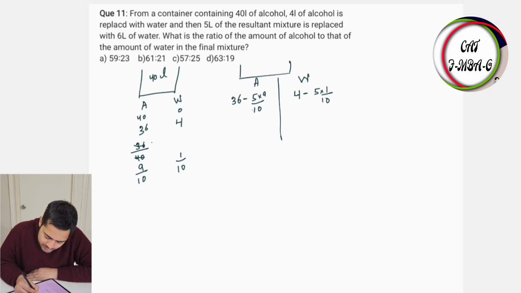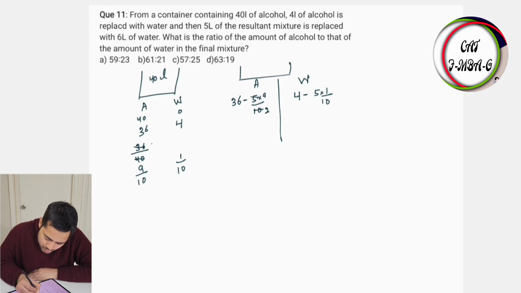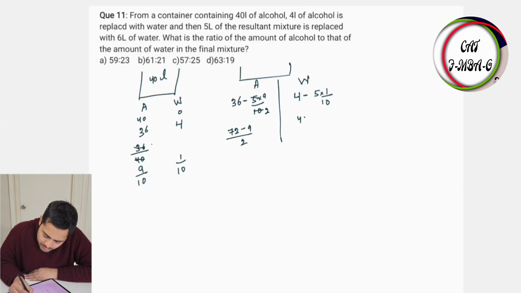You can solve this. So 72 minus 9 by 2 is 8 minus 1 by 2. It is 63 by 2. It is 7 by 2.